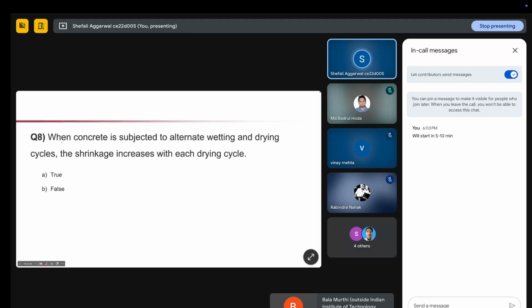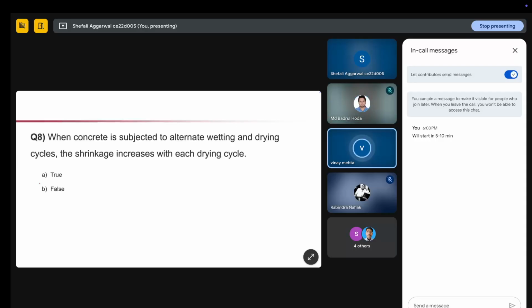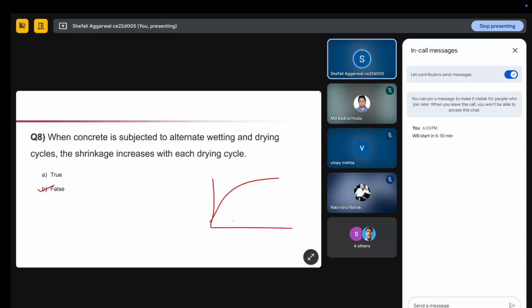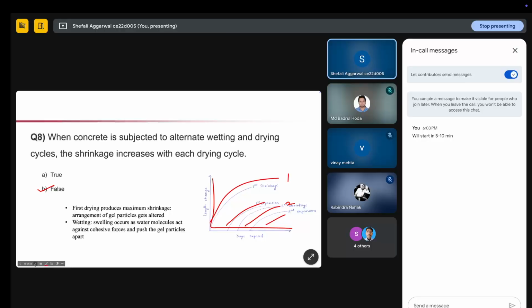Next question: when concrete is subjected to alternate wetting and drying cycles, the shrinkage increases with each drying cycle. True or false? False. You remember that graph we talked about. This is cycle 1, this is cycle 2. With each cycle your shrinkage is actually not increasing.